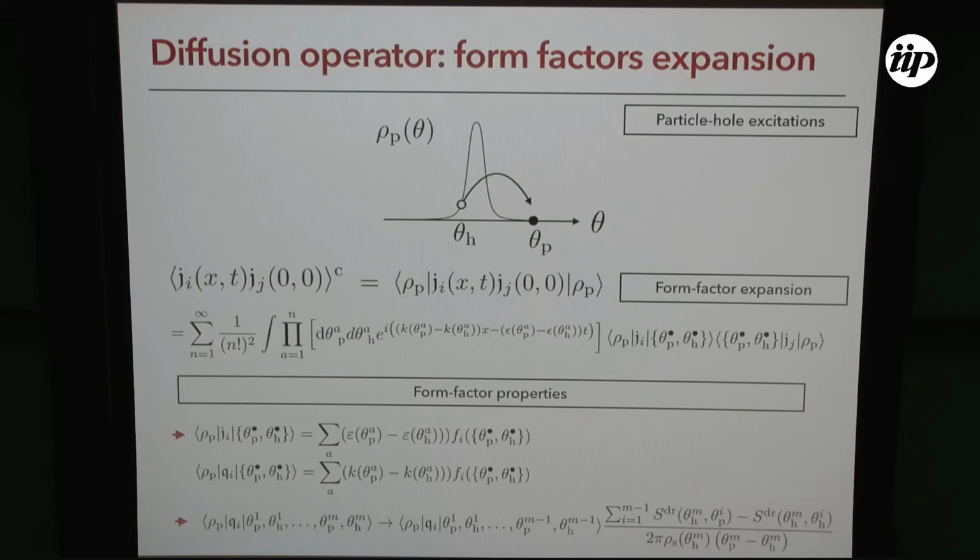So I'm going to tell you about the form factor properties that you need. You just need a continuity equation that tells you that the form factor of the current is proportional to the energy difference, namely the energy of the excitations, and the form factor of the charge is proportional to the momentum of the excitation. This just follows from the continuity equation. And you use the so-called kinematic poles of the form factor.